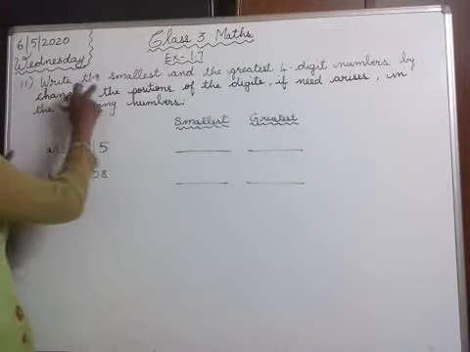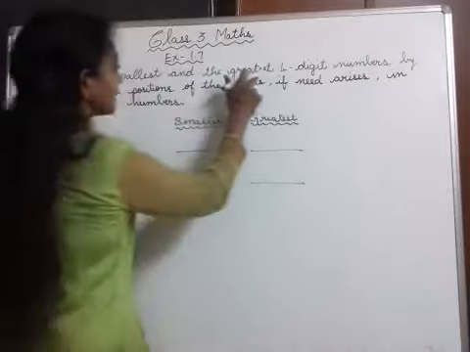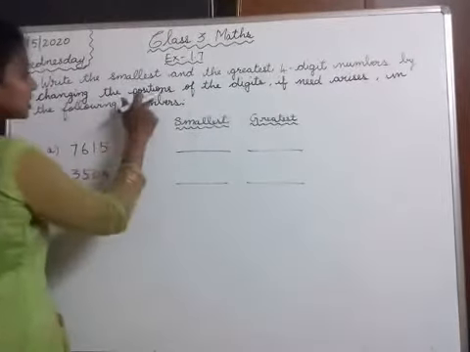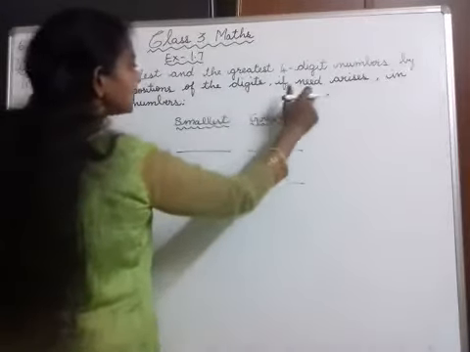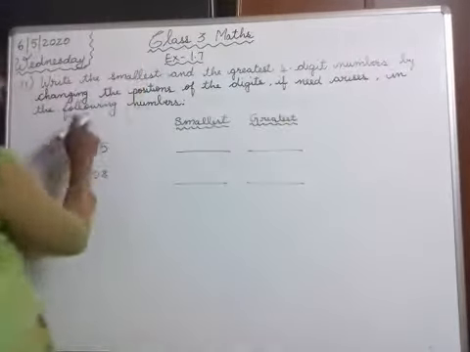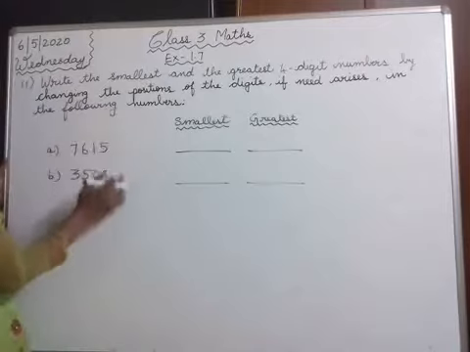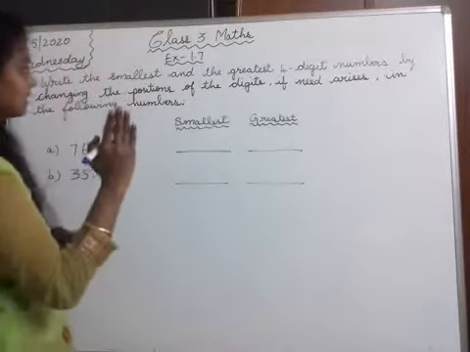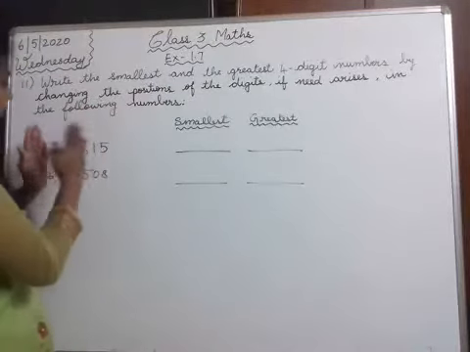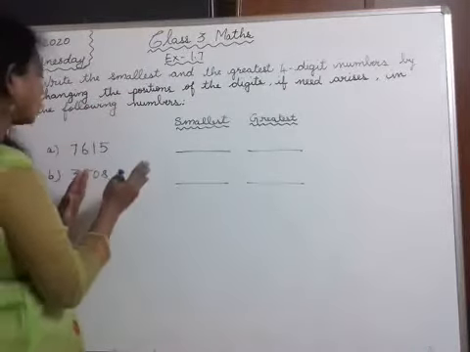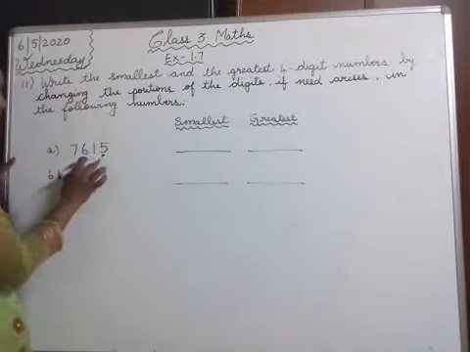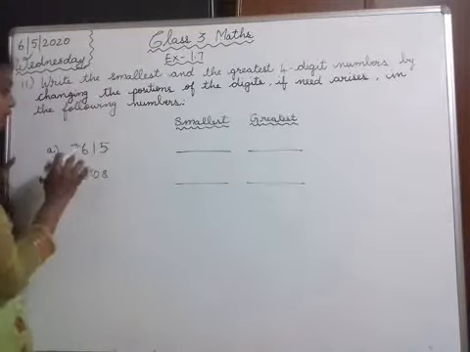Next, question number 11. Write the smallest and the greatest four-digit numbers by changing the positions of the digits if need arises in the following numbers. What we have to do, we have to write the smallest and greatest four-digit numbers. We have to change the positions, we can change the positions also. First number, 7650.